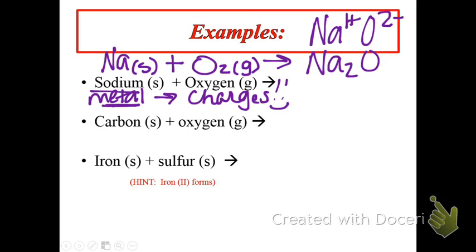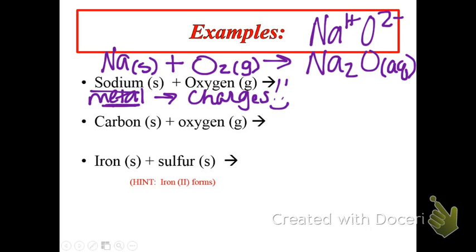Now, you have a chart in your little arsenal that I handed out. And it's called a solubility chart. The solubility chart gives you an indication of what is soluble and what is insoluble, meaning what's going to turn out to be solid and what's going to turn out to be aqueous when you do a reaction. So you're going to take your finger and go from sodium and from oxygen, bring your fingers together, and you should find out that this compound here is aqueous.